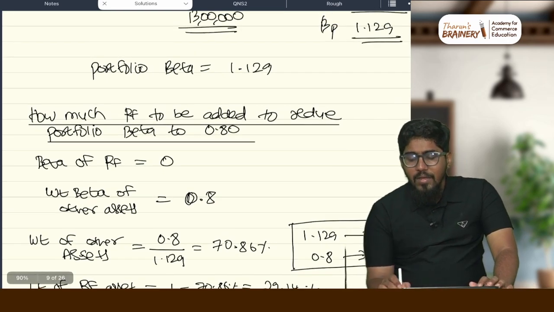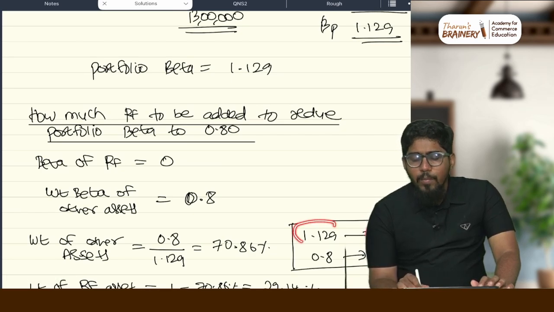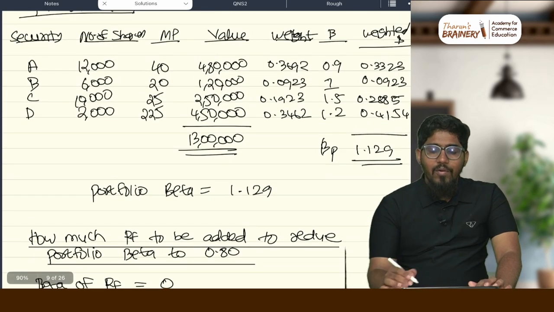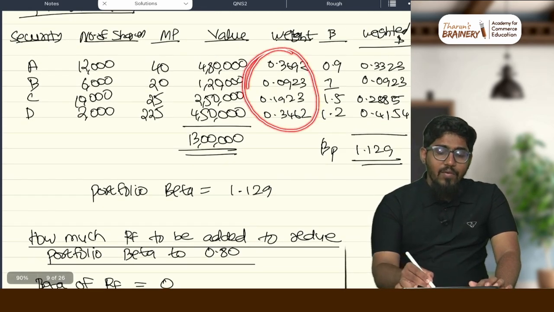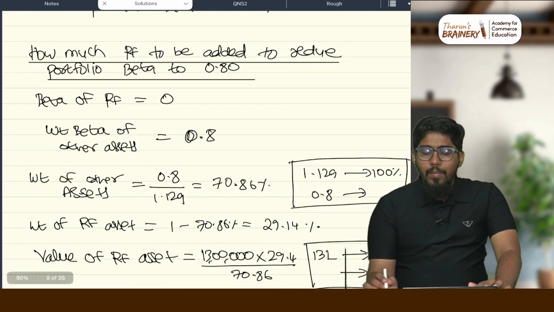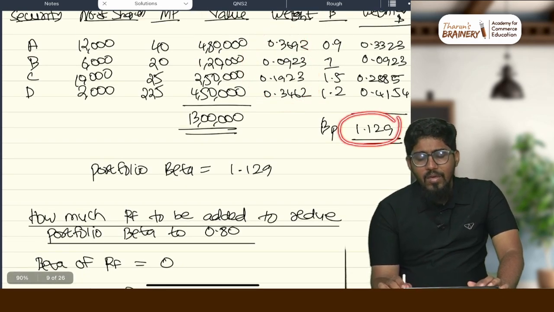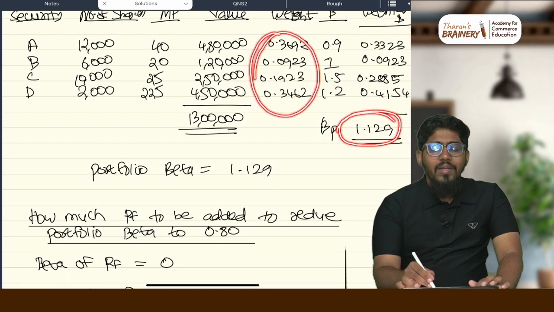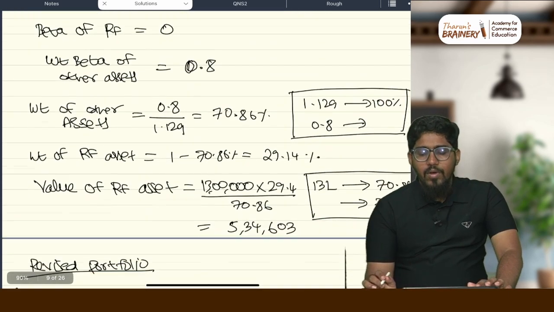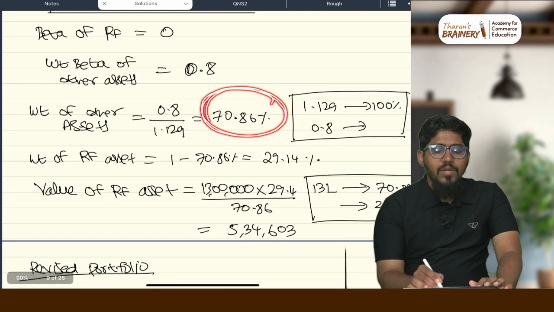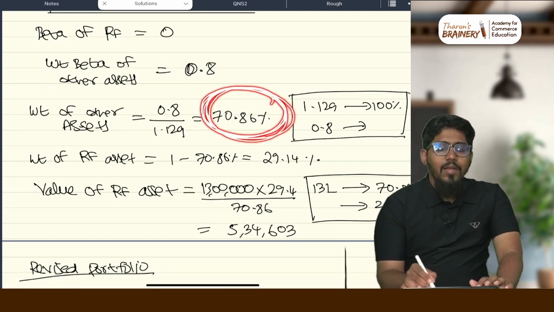Sir, in 100% investment, my beta is 1.129. For 0.8 beta, how much percentage investment should be there? Okay, for 100% weight, my beta is 1.129. For 0.8 beta, how much should be my weightage? This is what I'm calculating. So I'm getting that my weight of the other asset should be 70.86%. This much clarity you are having?